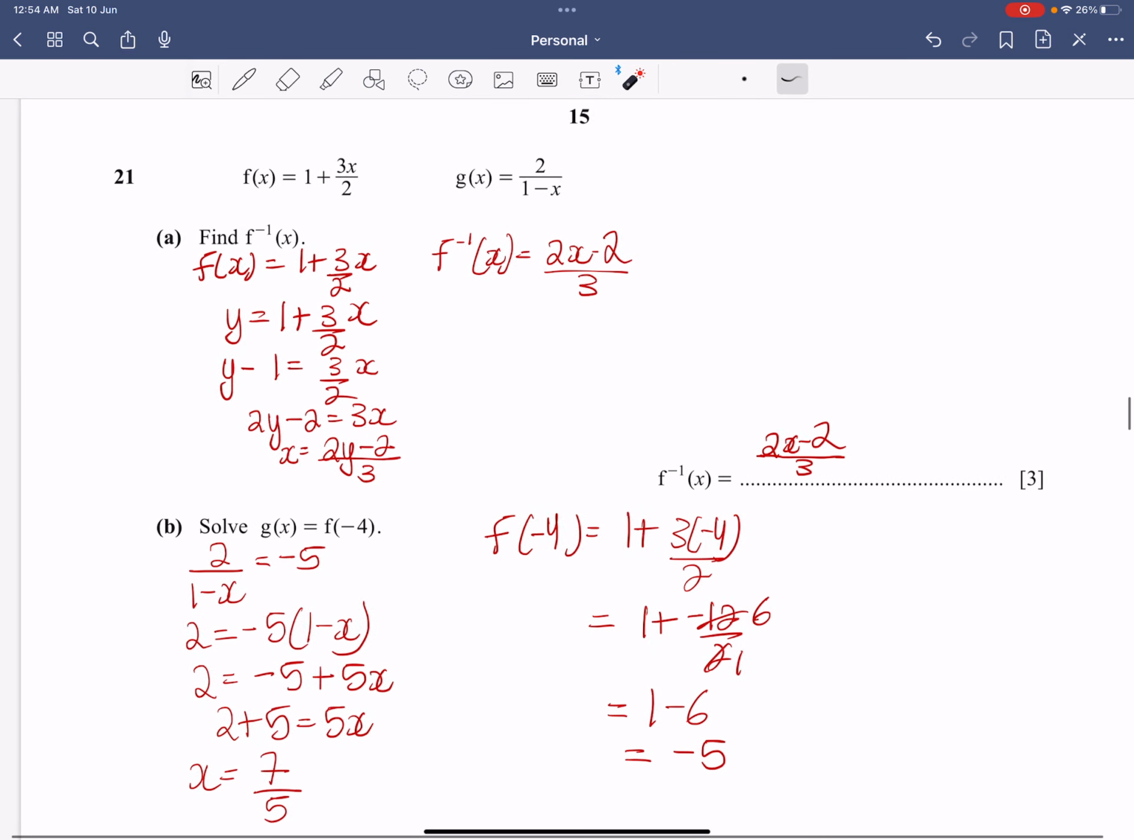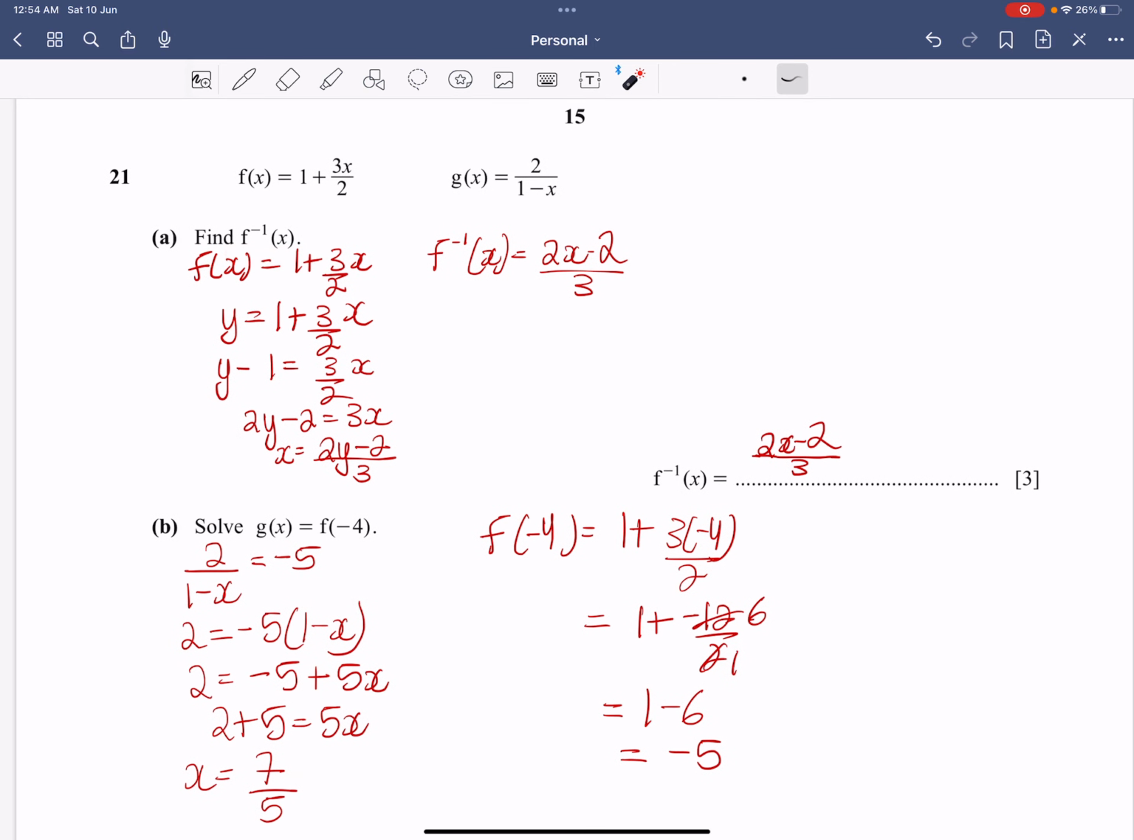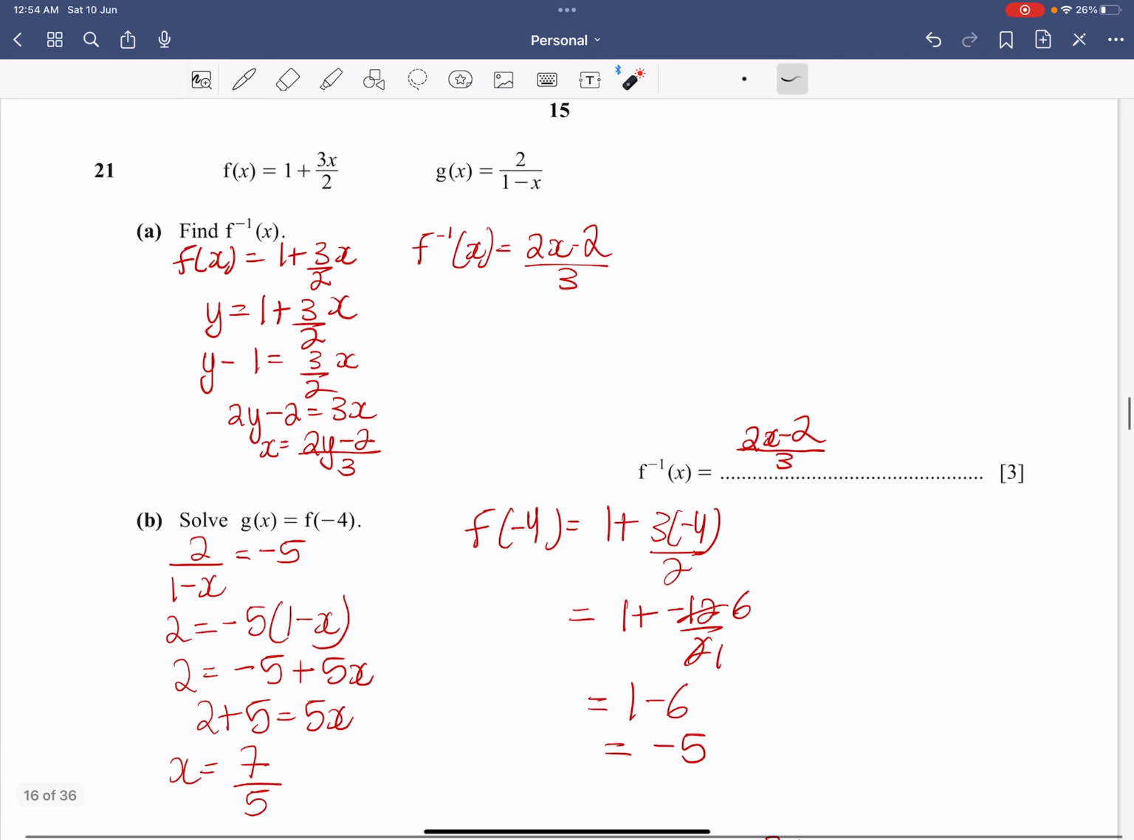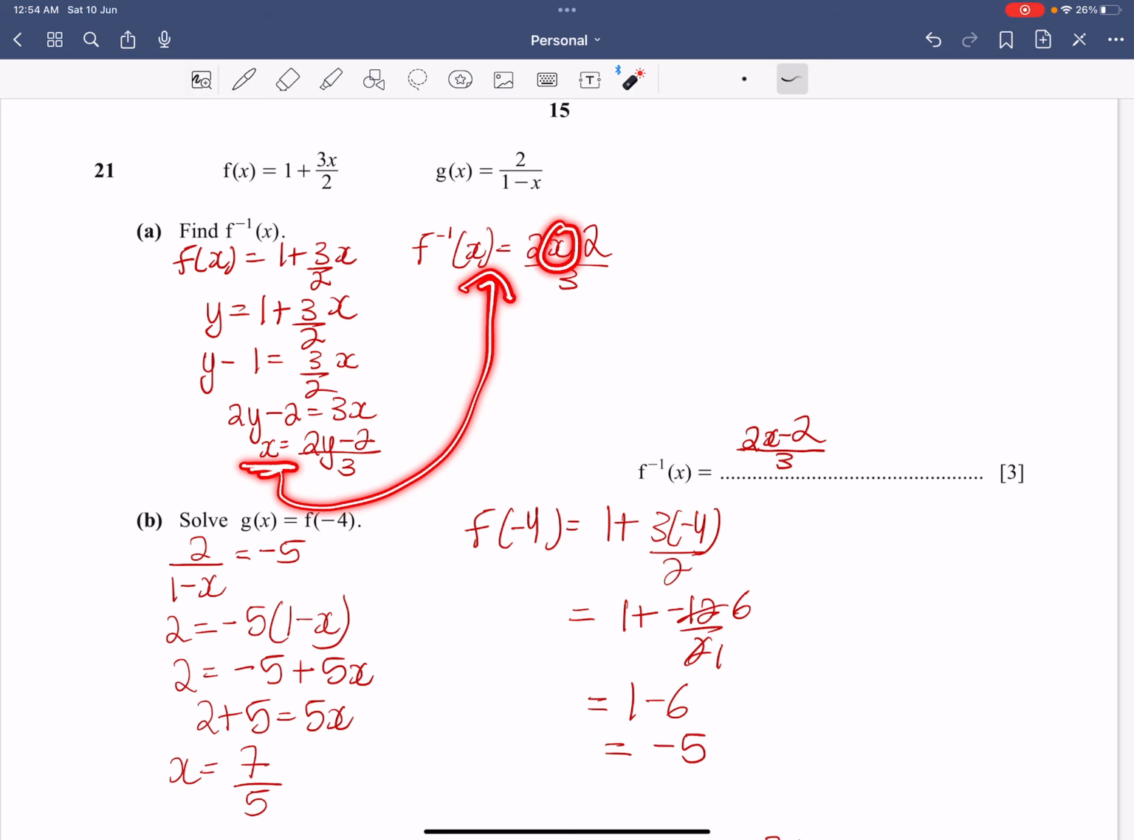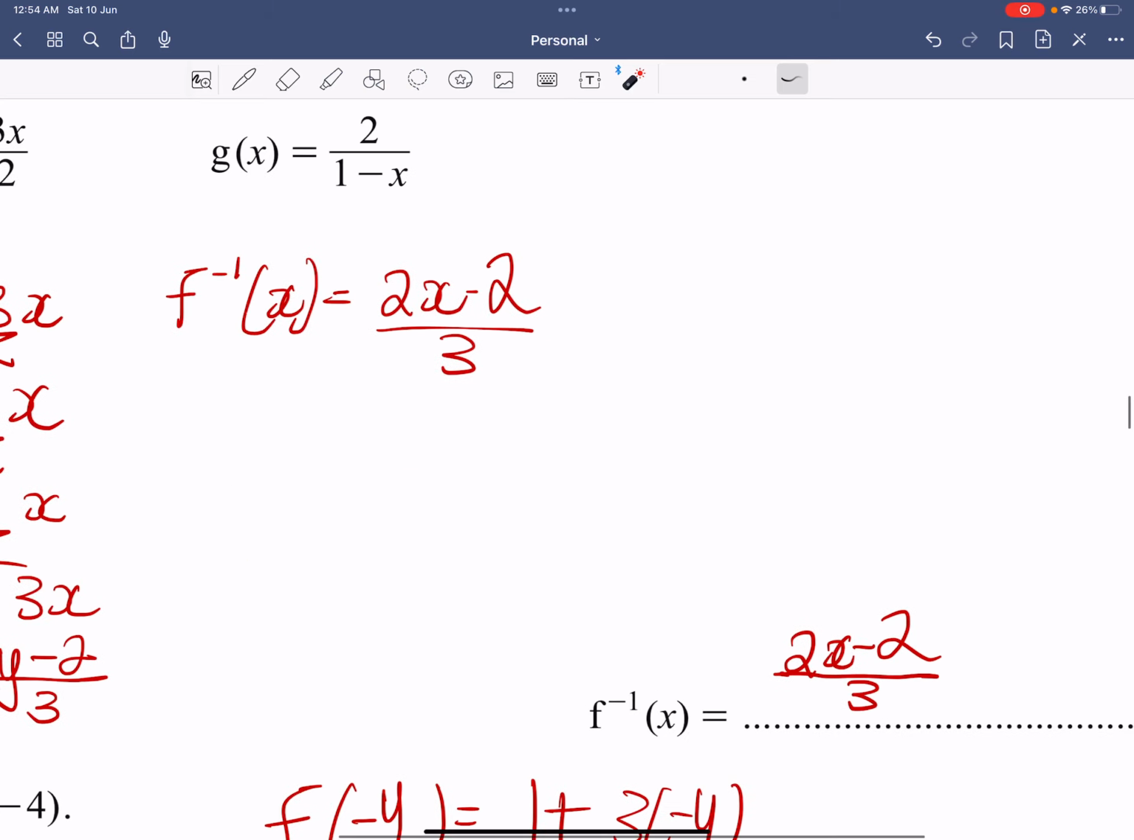Now question 21, find f inverse of x. Remember, whenever you need to find f inverse of x, there are a set of rules. You need to replace f of x by y, then you need to make x the subject of the formula, then you need to replace x by f inverse of x, and replace y by x. So let's do it.